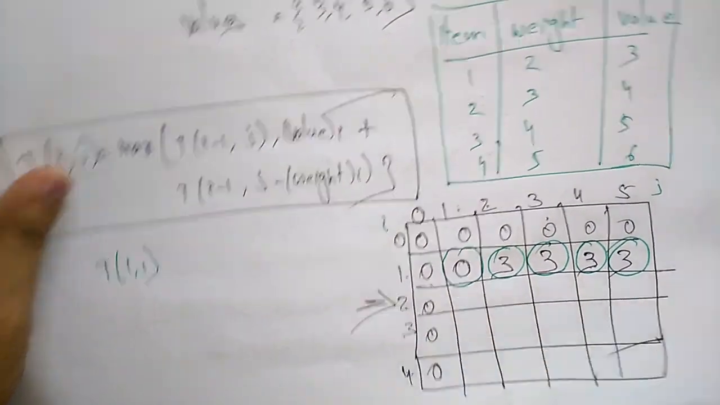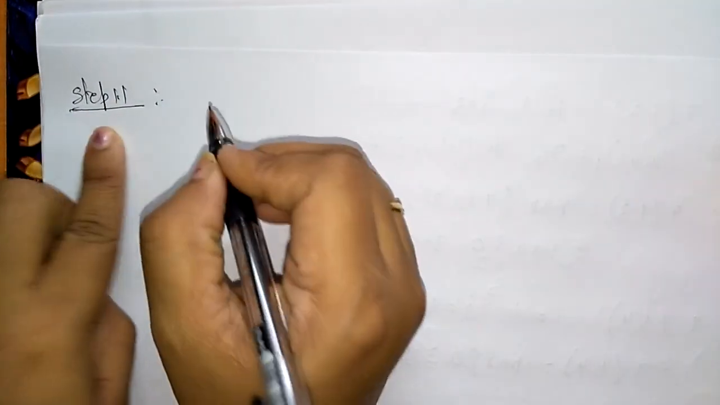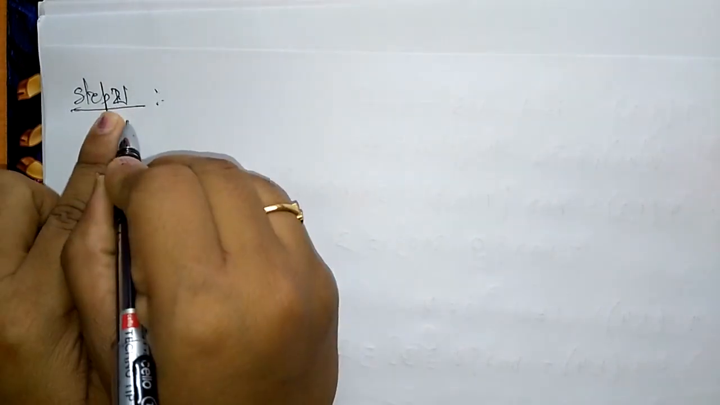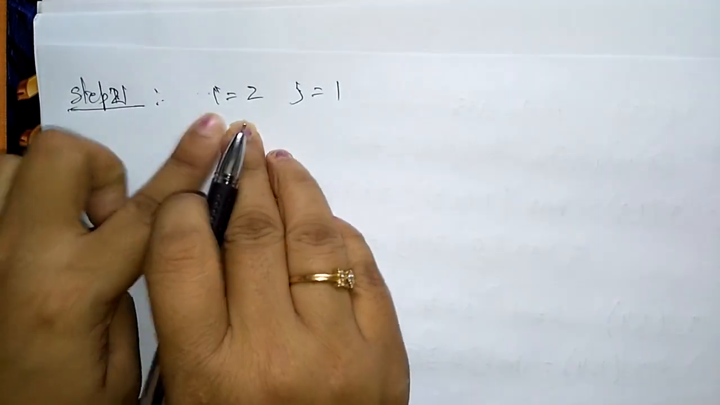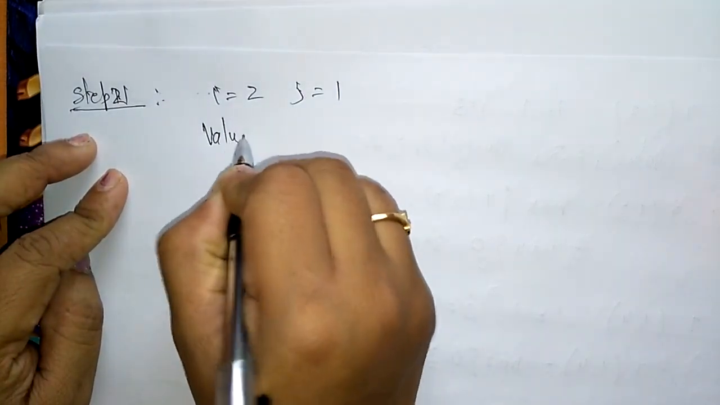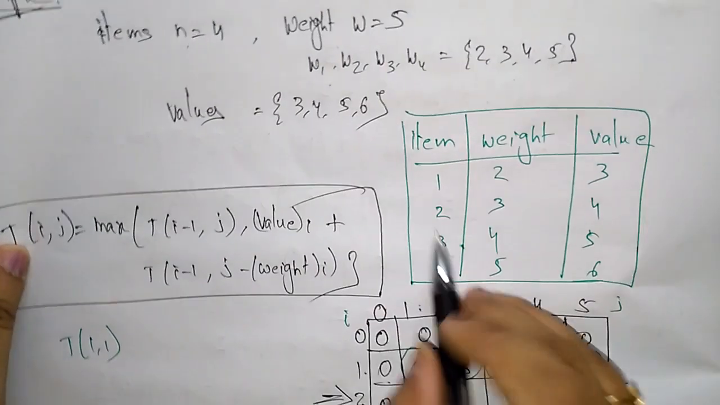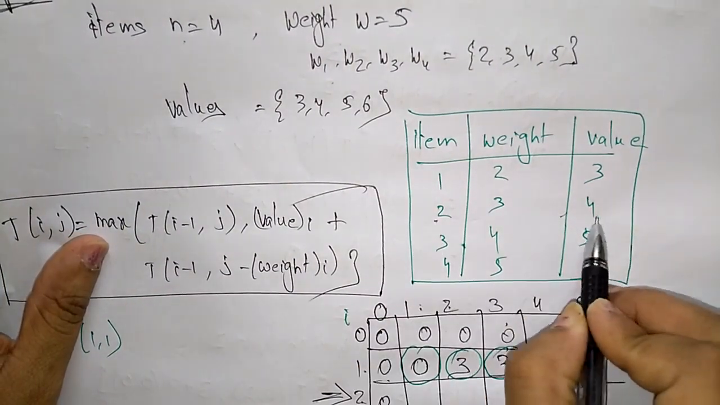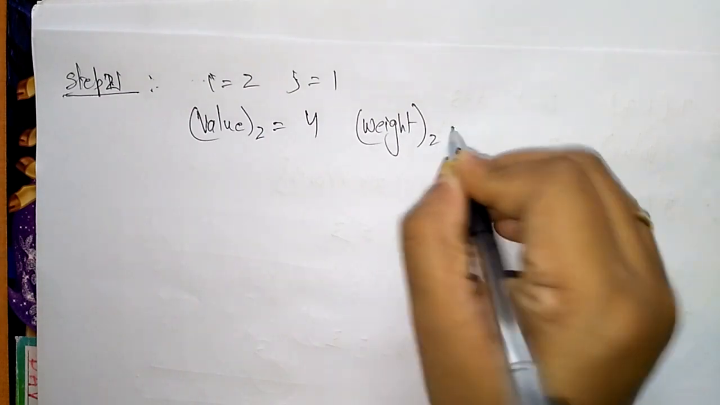Now coming to the second row. In the second row, let us take step 1. Previously I took 1, now we take the second row. Next take 2 comma 1, the second row. So here I is equal to 2 and J is equal to 1, because the row is 2 and the column is 1. The value of 2 is 4. How do we know the value of 2 is 4? This is the item 2: value is 4 and weight is 3. Now just write that. Weight of 2 is 3.